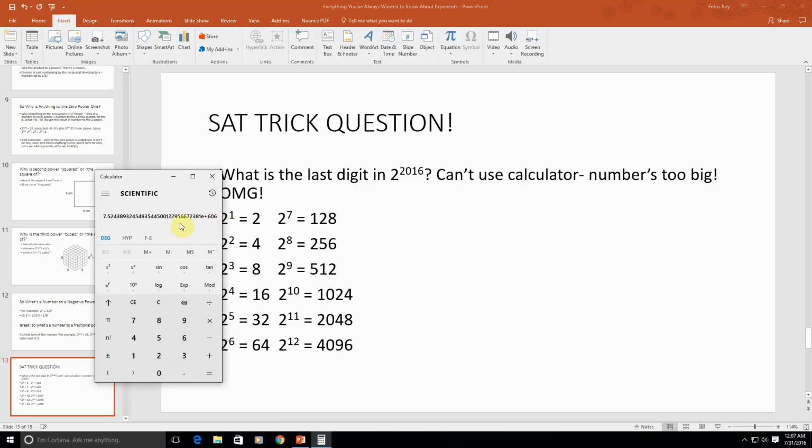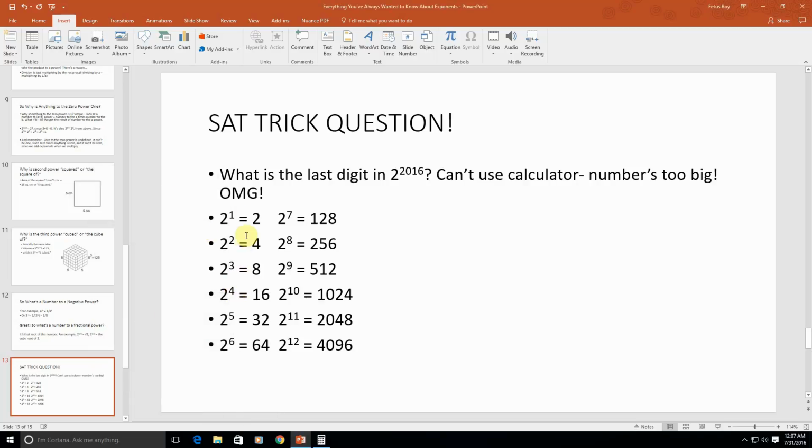Golly gee, that's going to say it's 7.524 blah, blah, blah, E to the 606, so it's 7, some big long decimal times 10 to the 606th power. Boy, that's not going to help, is it? Well, we could say maybe it ends in a 1. I don't know. I don't think that's right for a power of 2. How do I know it's not right?